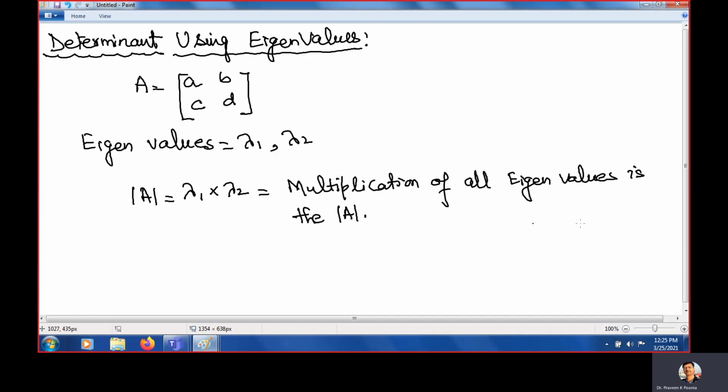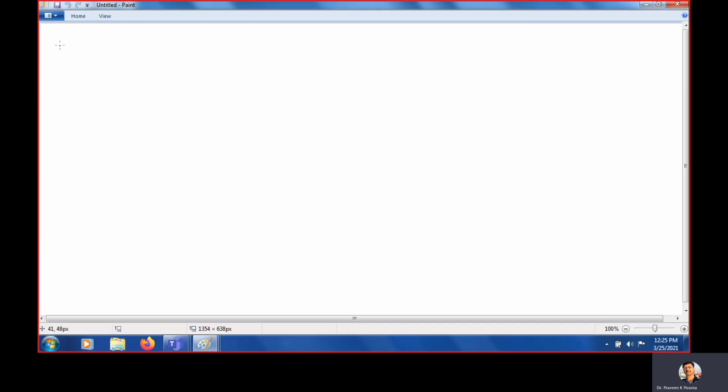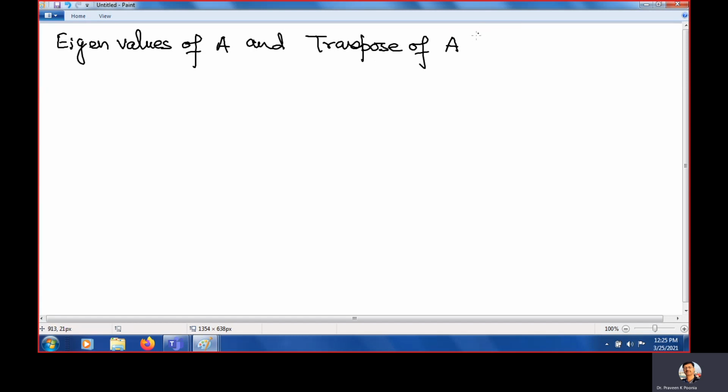Clear? So this is another definition. And the last definition in this lecture I will explain: the eigenvalues of A and the transpose of A are the same. How is the transpose of A denoted? A T. You need to remember that the eigenvalues of A and the eigenvalues of the transpose of A are the same.